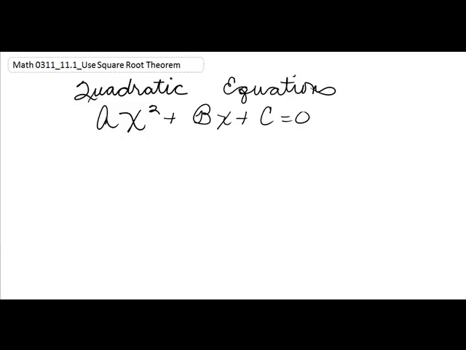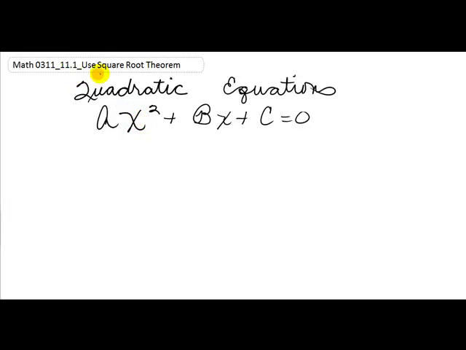We're now going to look at Chapter 11, which is the last chapter we're going to cover in this class. We're only going to look at 4 sections of the chapter. All of them are going to deal with quadratic equations, which are written in this form. Notice that x squared is what makes it quadratic.